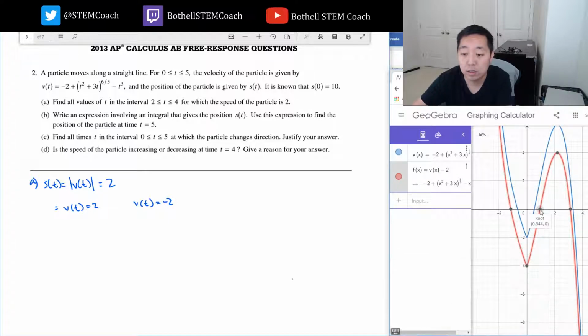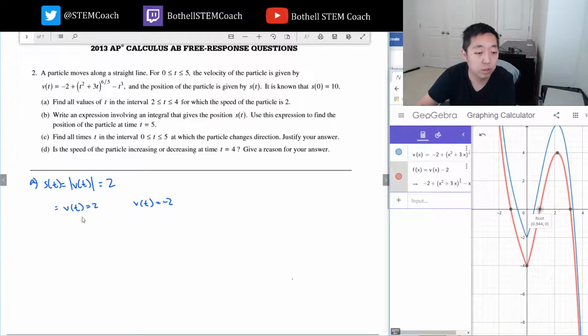and this root is 0.944. And I have to go between 0 and 5. So for v of t equals 2, I have t equals 0.944. I also have t equal to 3.128. Those are those two conditions.